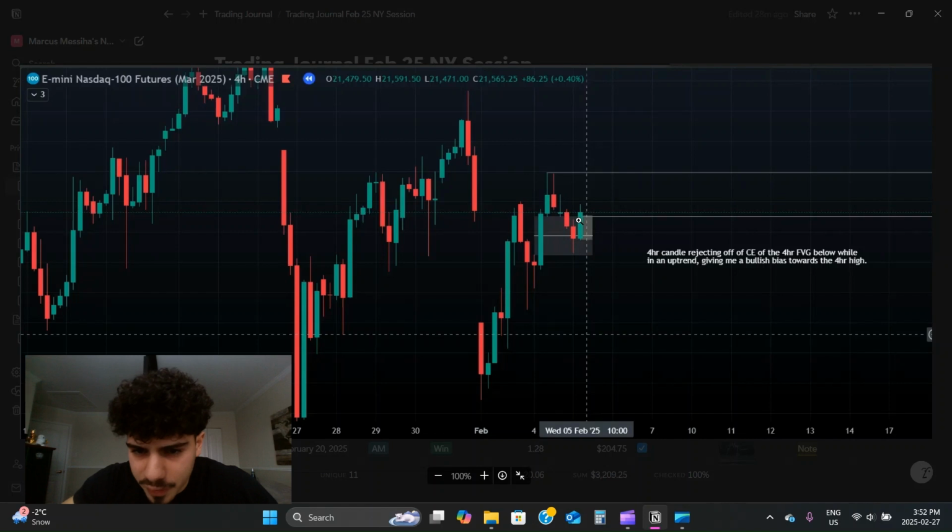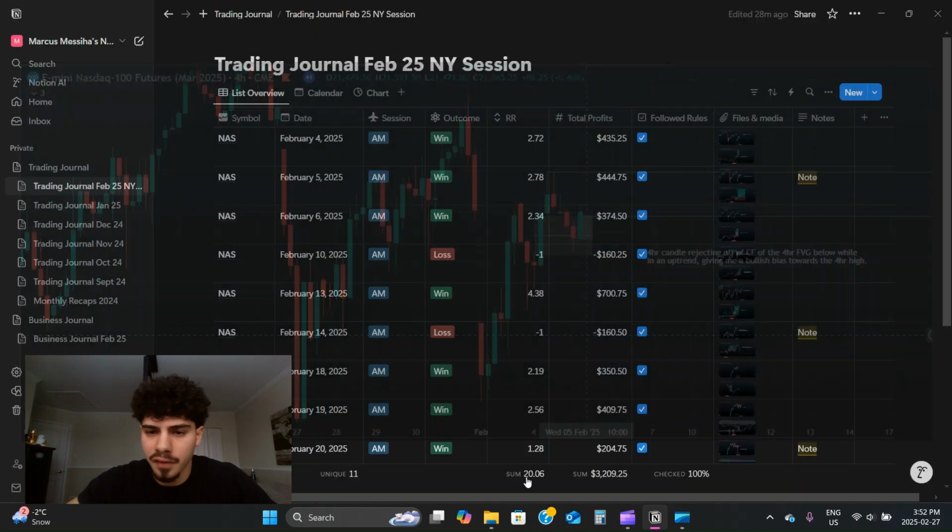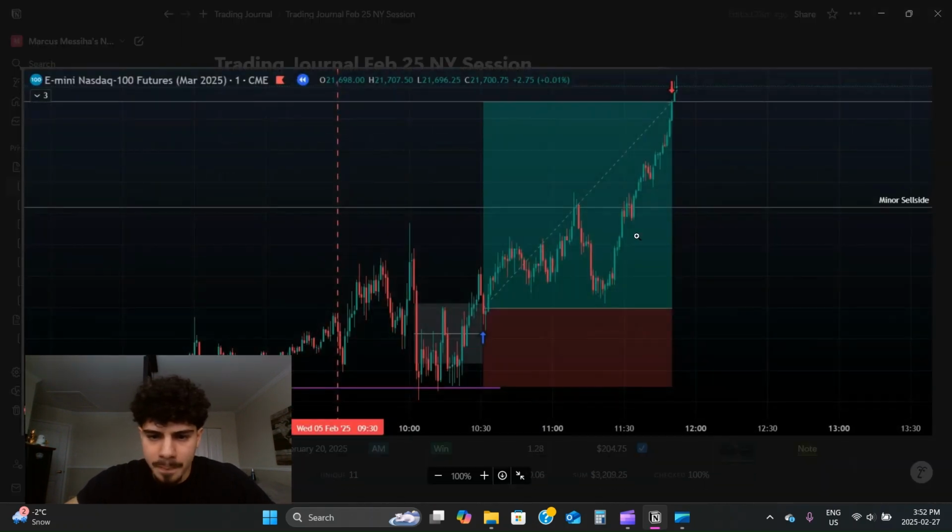And we're ready at 9:30. As you can see, this line over here, we already have a big green candle over here. So we already showed, okay, we're rejecting off this consequent encroachment of that fair value gap, targeting towards these highs. I basically wrote that: rejecting off consequent encroachment and in an uptrend, giving me a bullish bias. That's all you needed to do while taking this trade on February 5th. And again, I'll just show this real quick. This is the setup.